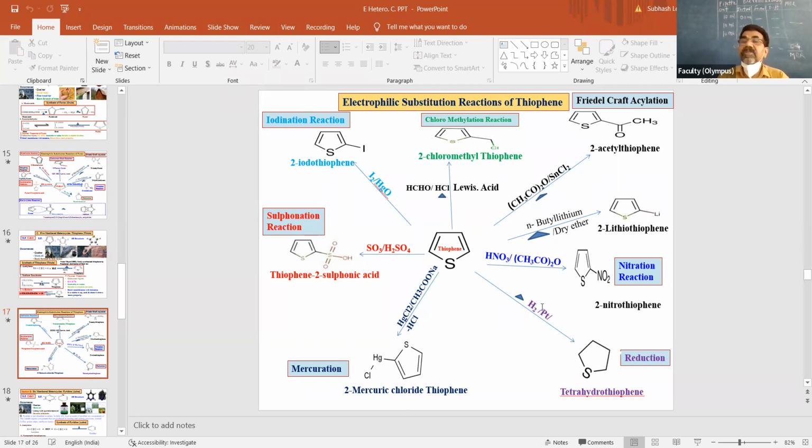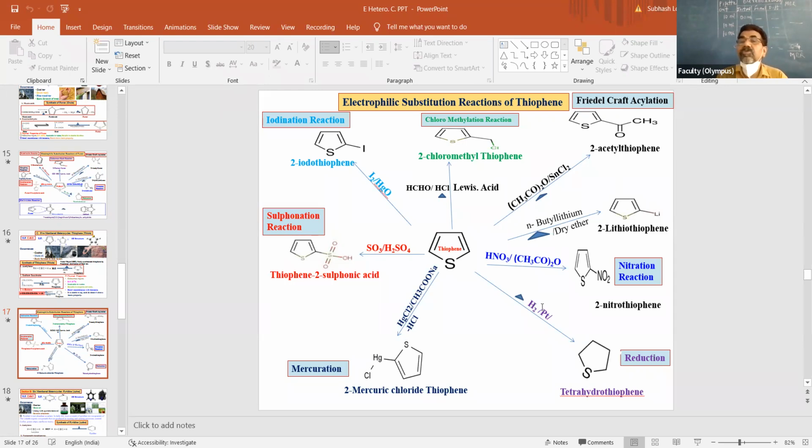Then this is a unique reaction which can only be obtained with thiophene, called the chloromethylation reaction. Chloromethylation means thiophene treated with formaldehyde in presence of strong acid HCl and a Lewis acid as a catalyst to obtain the product called chloromethylthiophene. It is not 2-chloro, it is 2-chloromethyl. If you see the structure, the thiophene ring is attached to CH2Cl. That is called 2-chloromethylthiophene.